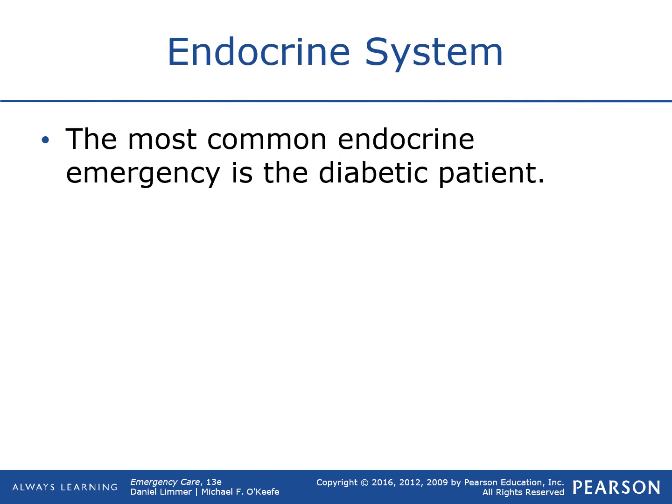In diabetics, your pancreas fails to secrete insulin, either enough of it or any of it. So the most common endocrine system disorder that we encounter in the emergency setting is the diabetic patient. There are plenty of other endocrine disorders out there, but typically we don't see them in emergency settings. There are a few instances, but usually if it's an endocrine system emergency, it's going to be something related to diabetes.